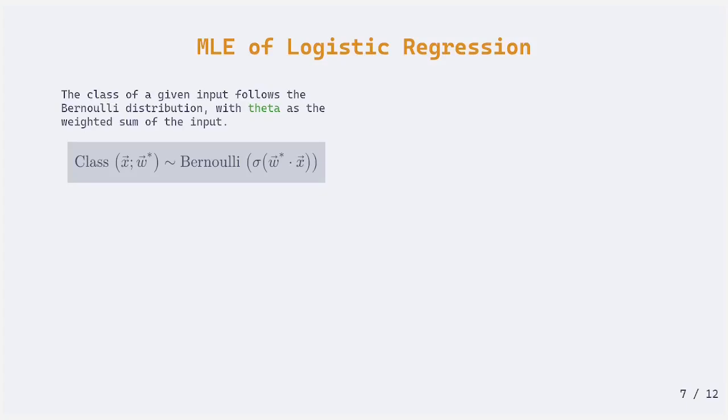So what we need to do now is find the maximum likelihood estimation of logistic regression. And if you think about the distribution of the class of a given input, the probability that it's 1 is going to be the true function on this input. That is, true weights dot product your input put through the sigmoid function. And then the probability it's 0 is going to be the opposite of that, or 1 minus that. And so what we have is a Bernoulli distribution. So we say that the class of a given input, parameterized by W star, follows this Bernoulli distribution.